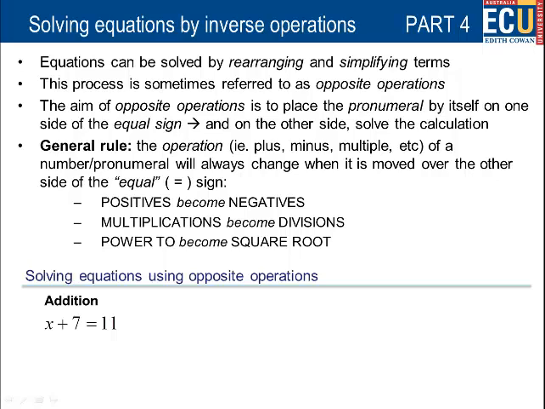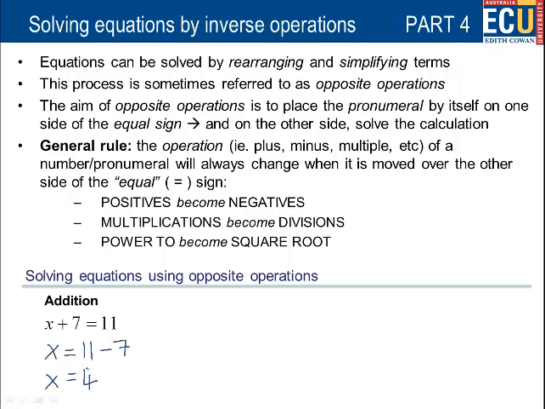Let's have a look at an example. Let's have a look at solving the equation using the opposite operations for the equation x plus 7 equals 11. So firstly what we'll do is we'll place the x on its own, and we'll say x equals. Now it equals 11, but we need to move the plus 7 to the other side of the equal sign. So when we move plus 7 to the right hand side of the equal sign, we remove the plus and we make it a negative 7. Therefore, 11 minus 7 equals 4.